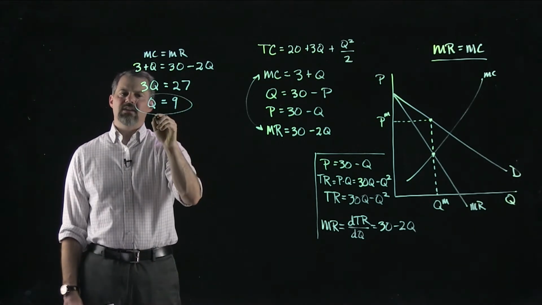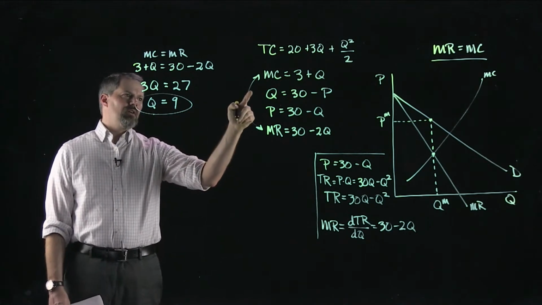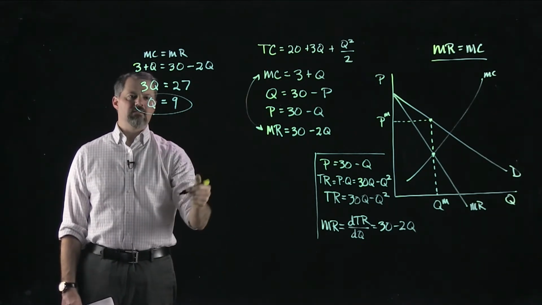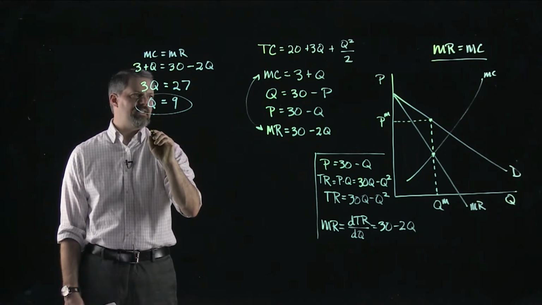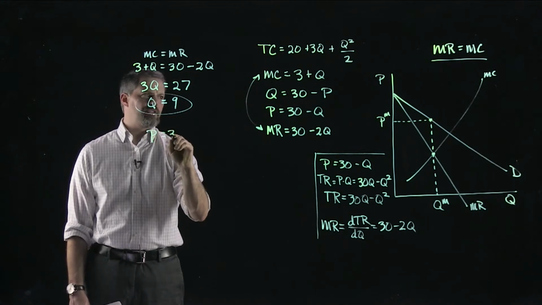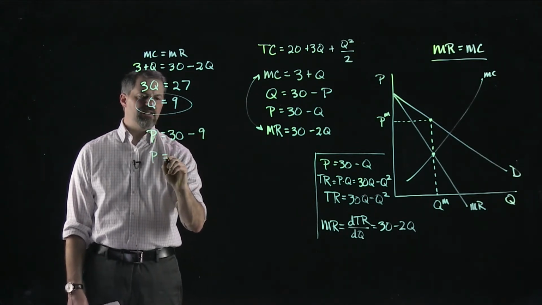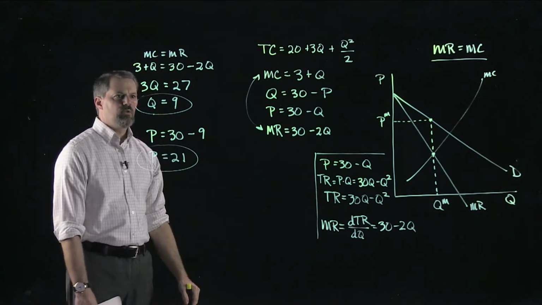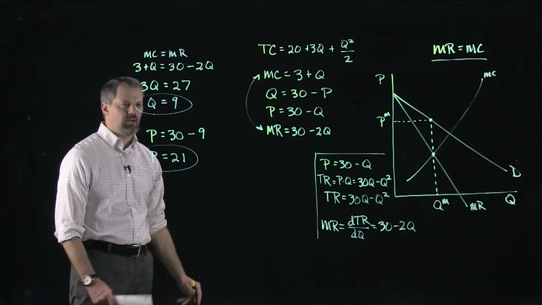Now we need to plug that quantity into our demand curve, or the inverse demand curve. I would plug it into the inverse demand curve to get price. So we're going to plug that quantity in. We get P is equal to 30 minus 9. That tells me that P is equal to $21. So this monopoly will produce a quantity of 9 units and charge a price of 21.